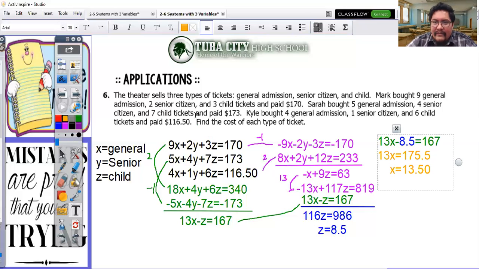It says the theater. I don't know what kind of theater it could be. When you say theater, you know, it's a movie theater, but $13 seems kind of expensive for a movie theater ticket. So maybe this is something else, like a Broadway play or something. Who knows?